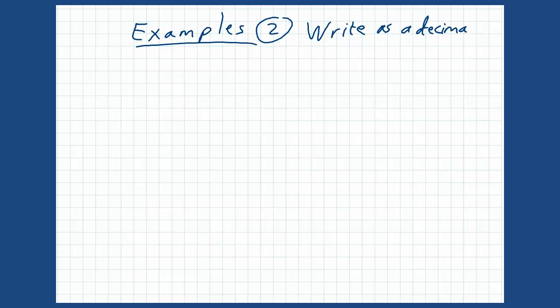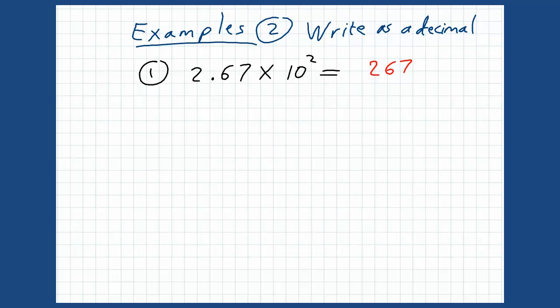Let us take now some examples. Write as a decimal. Example 1, 2 and 6700th times 10 to the power 2. We want to write it as a decimal. So 2, 6, 7. We will move 2 movements from here. 1, 2. So my decimal will be here. So the final answer is going to be 267.